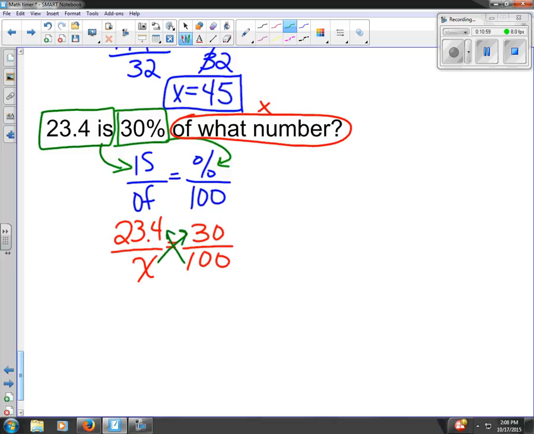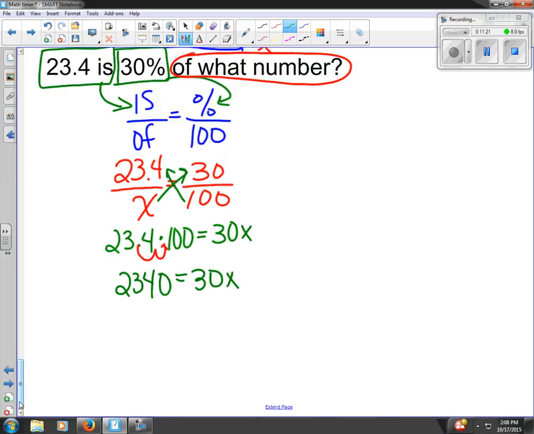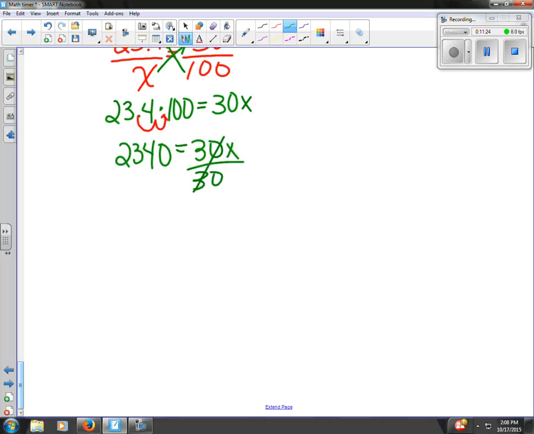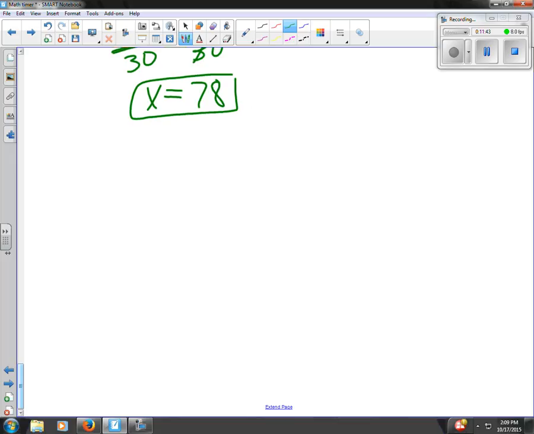Cross multiply, and you get 23.4 times 100 equals 30 times x. Okay, so again, when you're multiplying by 100, move it 2 spaces. And you get 2, 3, 4, and add a 0, equals 30x. Okay, divide by 30, divide by 30. Grab that calculator, 2340 divided by 30, and you get x equals 78. Again, it's not a percent, so don't put a percent sign. Okay, so we just did finding the is, finding the of, finding the percent.